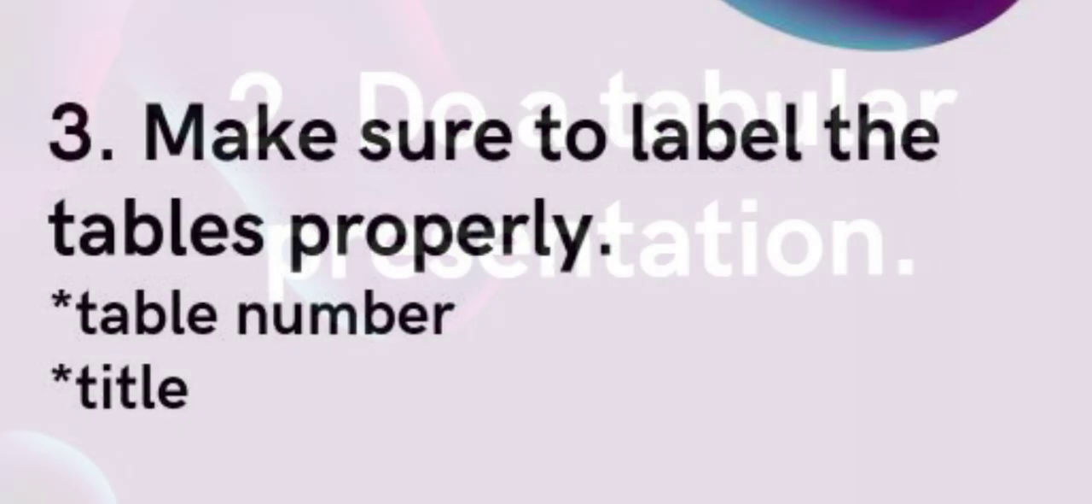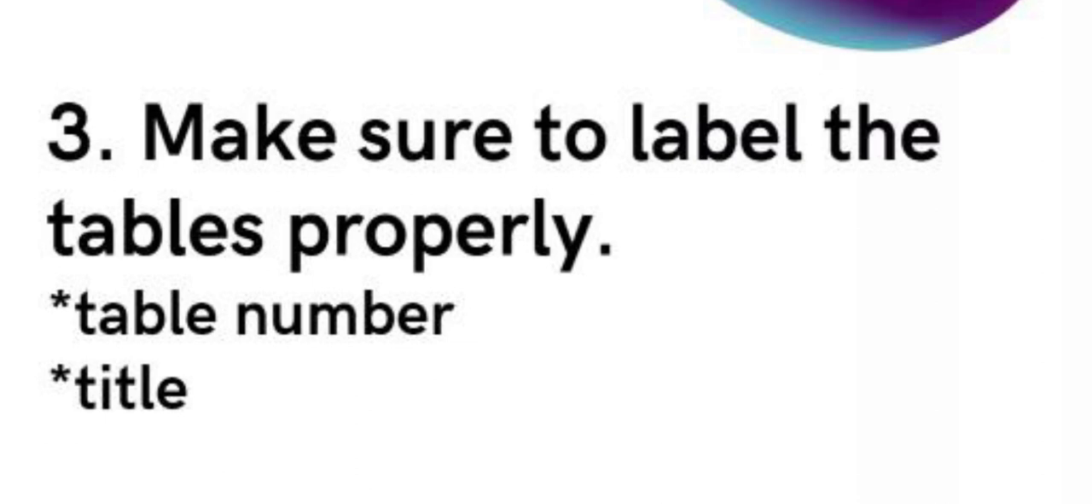Number 3, make sure to label the tables properly. Indicate there the table number, for example, table number 8, table number 9. Under it, you are going to indicate the title. Question: what will be the basis in writing the title of the table? You base it also on the question in your SOP. The question should be turned into a statement form for you to be able to write the appropriate title of your table. So this is where you are going to get the title of your table: from the question in the SOP changed into a statement form.